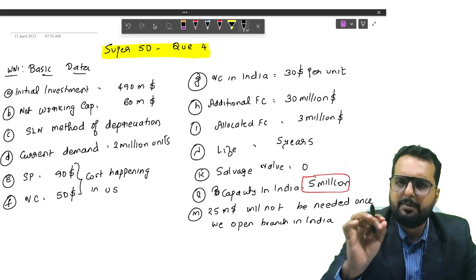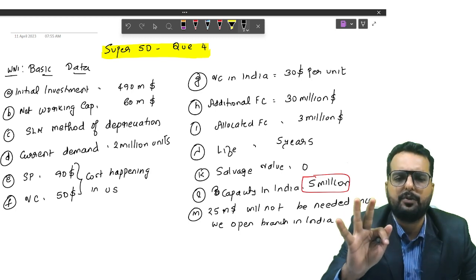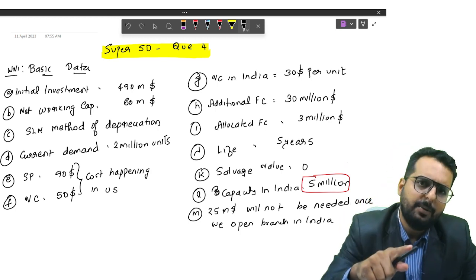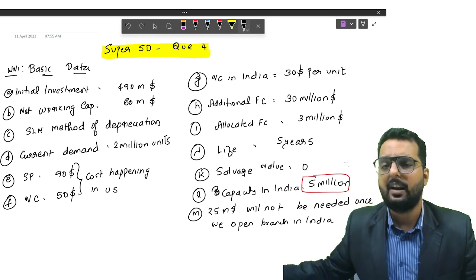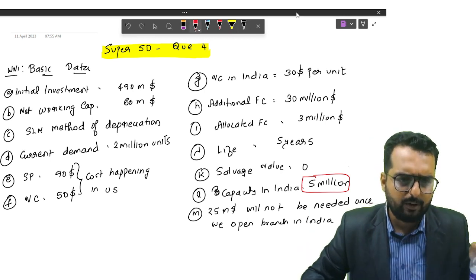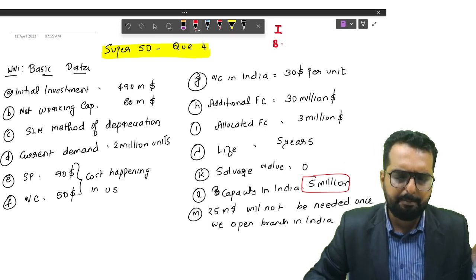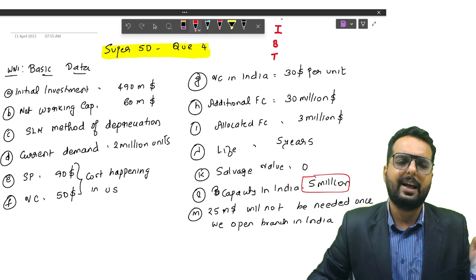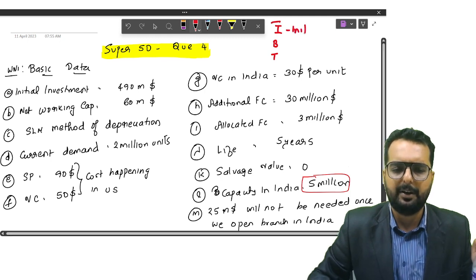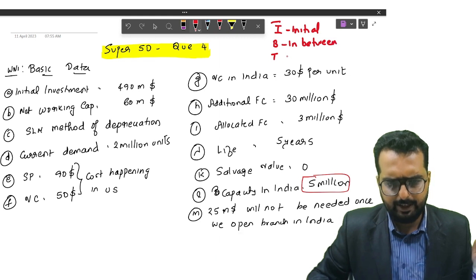Now, this being a capital budgeting question, we will basically have three types of cash flows. One is initial, second one is in between, and the last one is terminal cash flow. So initial cash flow, we'll call it as I. In between cash flow, I'll call it as B. Terminal cash flow, we'll call it as T. I hope you understood. I means initial, this is in between, and this one is terminal.